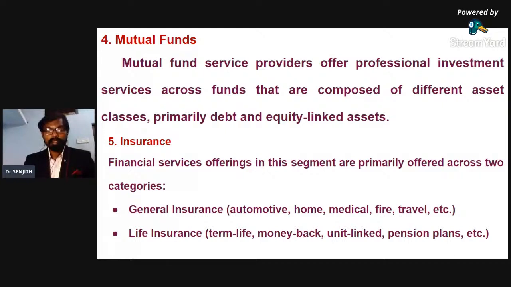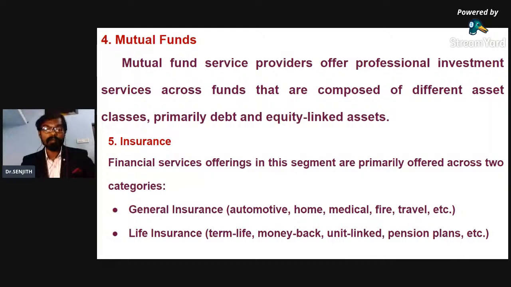And next thing is insurance. So offering insurance, right? For what purpose are we taking insurance? For the purpose of protecting our future life, for the purpose of protecting the net worth of the company in case of any uncertainties. So financial services offering in this segment are primarily offered across two categories.